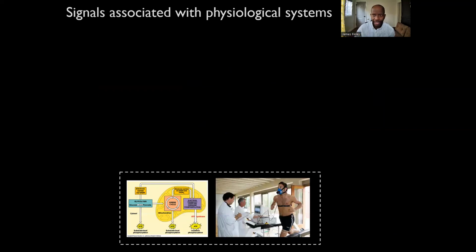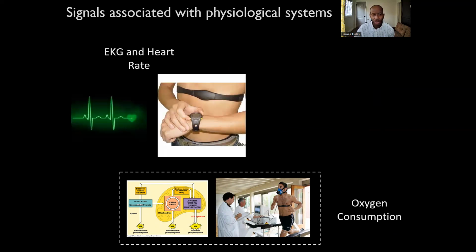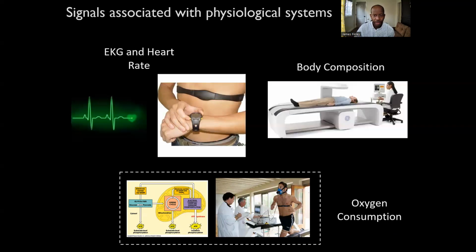And finally, a last example of a class of signal that we might be interested in are those associated with physiological systems. So things related to oxygen consumption during exercise, or heart rate and EKG information, or even signals associated with body composition. So in all of these cases, and we could even elaborate on this list even more if we'd like, you always want to make sure you understand what the characteristics are of the signal that you're measuring, and the device that you're using to measure that signal.